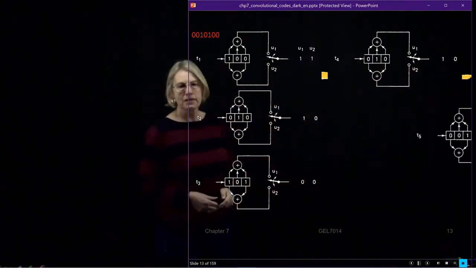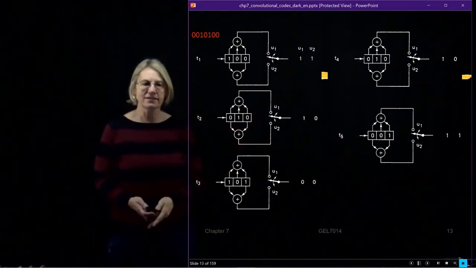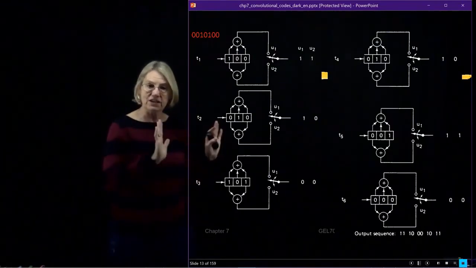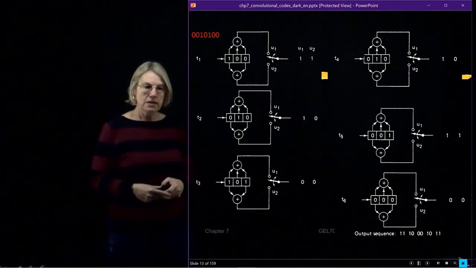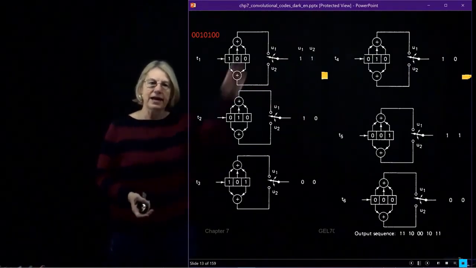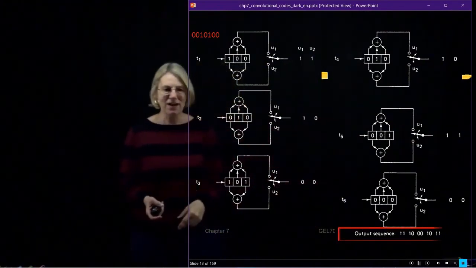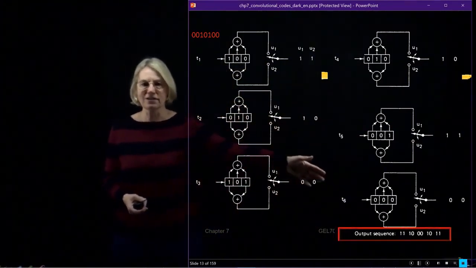So I keep doing this, keep shifting to the right, until I have completely flushed everything out, and there's only zeros left at the end. Then I start picking out what the outputs were, and I line them up, and here I see the output sequence. And this is my encoded sequence.